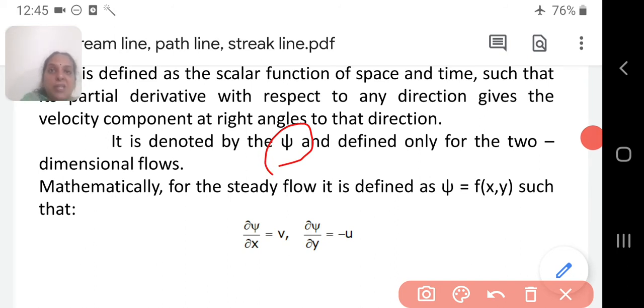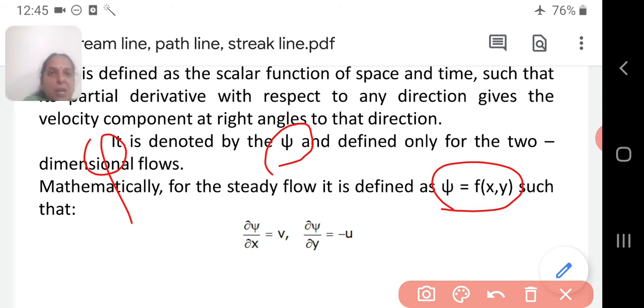So in the earlier case we have seen the velocity potential function, which was denoted by the symbol phi, and here the stream function is going to give the psi. Okay, so now in case of two-dimensional flows, what is the psi? Psi is a function of x comma y.